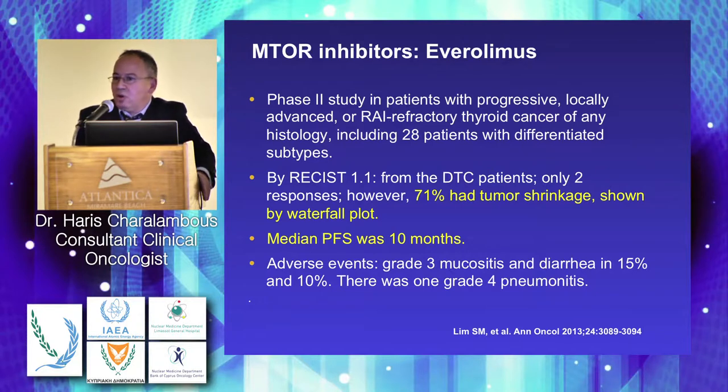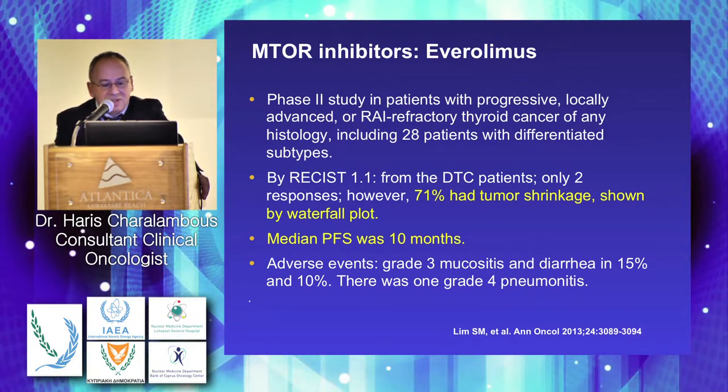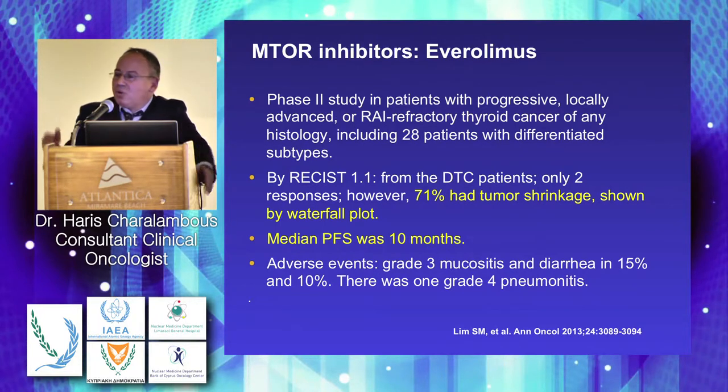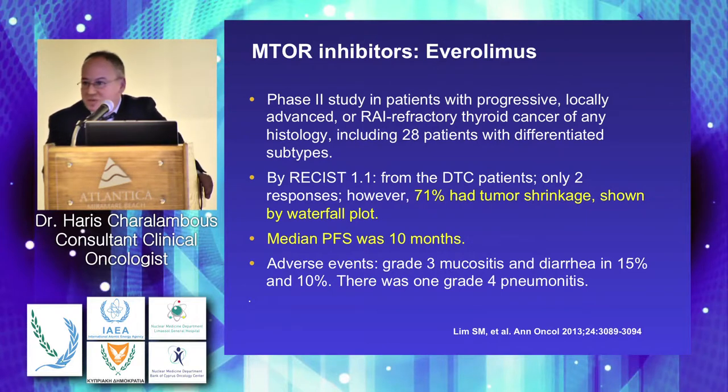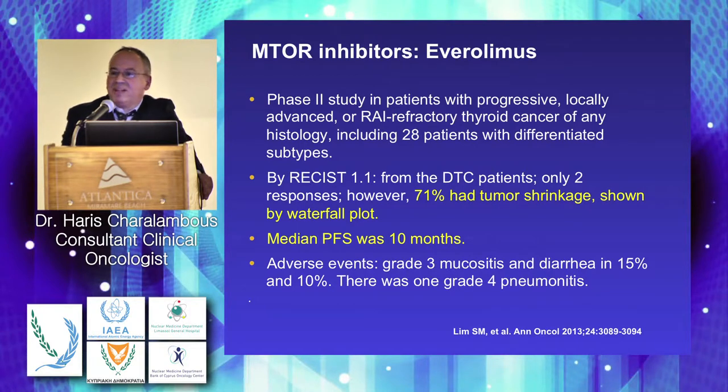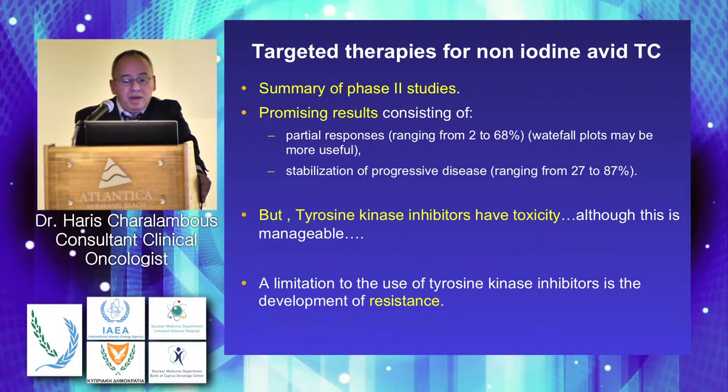Response rates for the mTOR drugs, whichever kind of cancer you look at, are always low. But the issue is, what do you do in terms of some shrinkage and stable disease? And here the waterfall plot shows about 71% tumor shrinkage. And although we do think they may not be the best drugs, still you get this PFS of 10 months. Now, if you put this with lenvatinib in kidney cancer, it does wonders. So I think we just need to explore these drugs further. And I think combinations are going to come in the years to come.